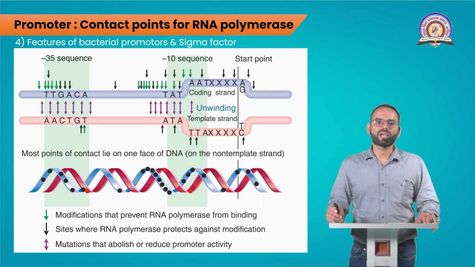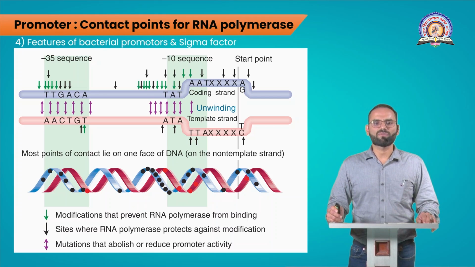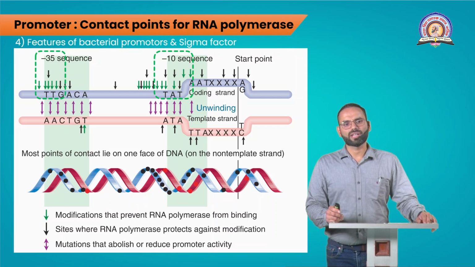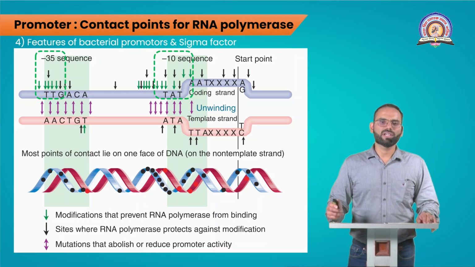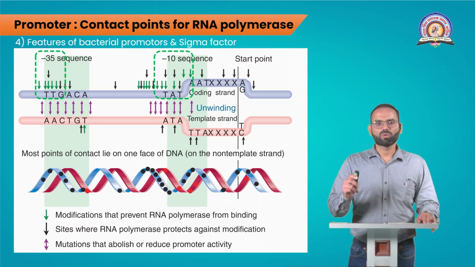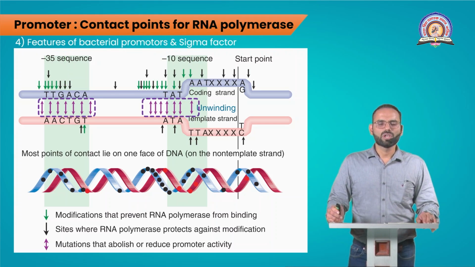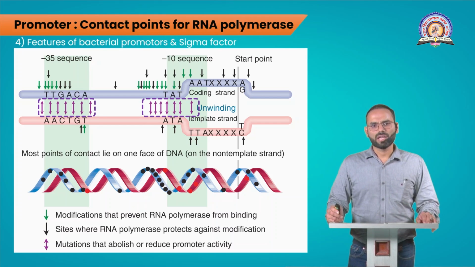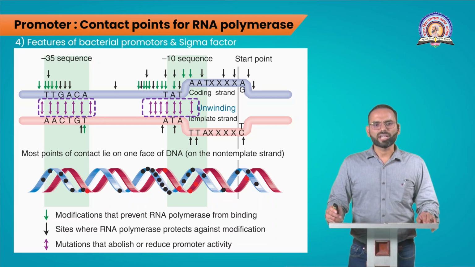So if you closely look at the interaction of RNA polymerase onto this -10 and -35, these are some sequences which are very important for it. The green colored arrow here depicts that if you modify these sequences, this will in turn prevent binding of RNA polymerase to this -10 as well as -35 region. And the purple arrow here depicts that if you mutate or change the sequence of this DNA, then it will completely abolish or sometimes reduce the rate of transcription from it.